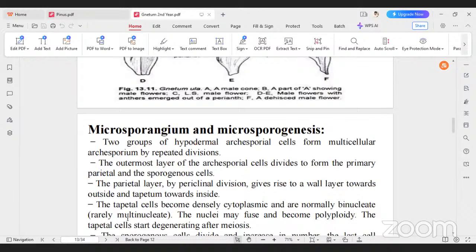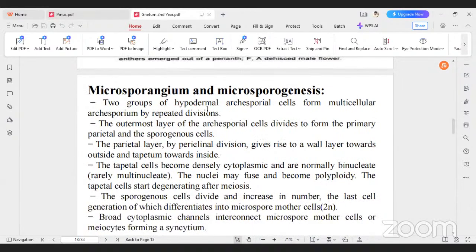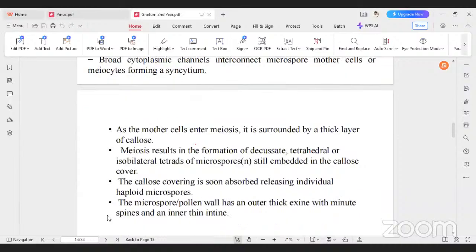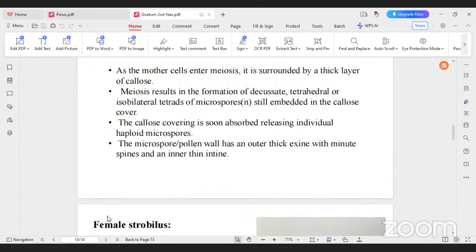Gametophyte, later gametes. The hypodermal archesporial cells, the multicellular archesporium, undergo repeated division. These are the archesporium, part of the microsporangium. The outermost layer of archesporial cells divides to form the primary parietal and sporogenous tissue. Finally, from the sporogenous cells, the microspore mother cell develops. This microspore mother cell undergoes meiosis and forms the microspores. These microspores further develop into the male gametophyte.